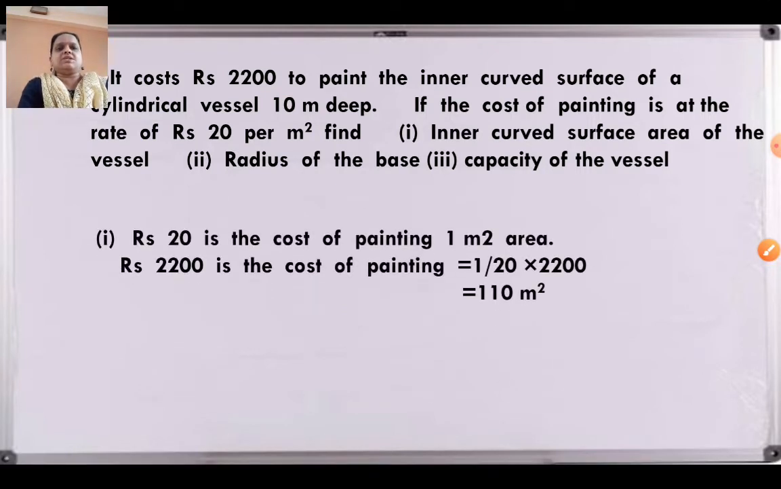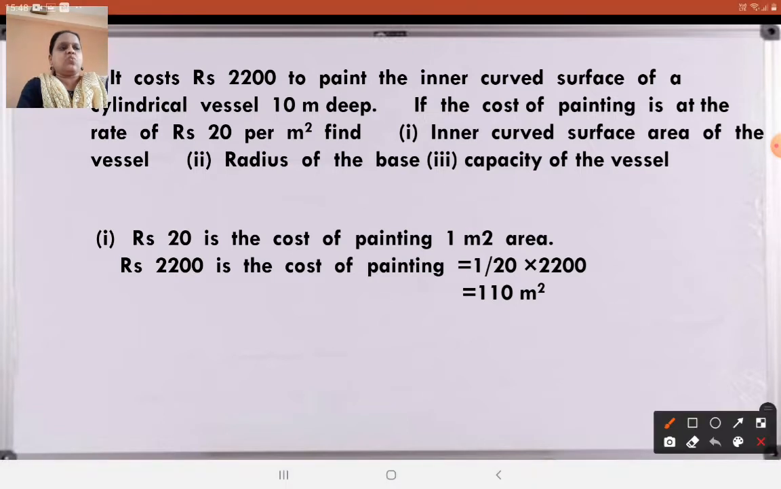The rupees 20 is the cost of painting per meter square, that is 1 meter square area, and rupees 2200 is the cost of painting. So it is 1 upon 20 into 2200, or you can write it as 2200 upon 20. It is nothing but the same.